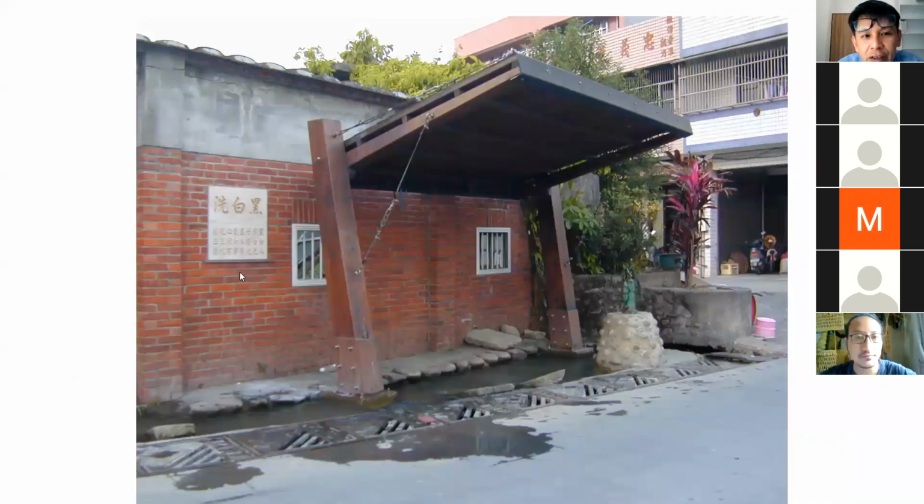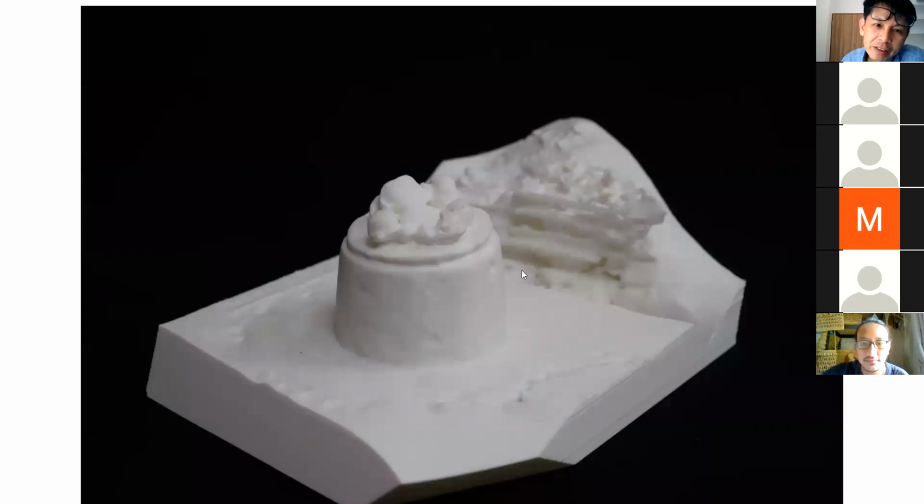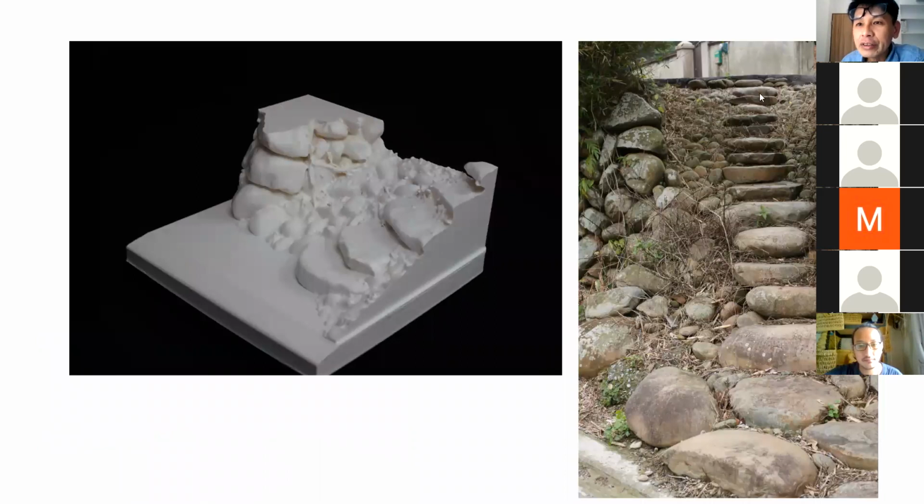Okay, we also scanned this. 3D scanning, like this board, and this well is in normal use, but still living, the remains live here. So in my eyes, it's a very beautiful thing. So we recorded that. And this is a well under the drum, the base of the drum. And the stair uses material stone from the river.